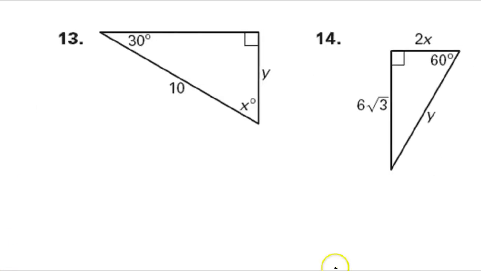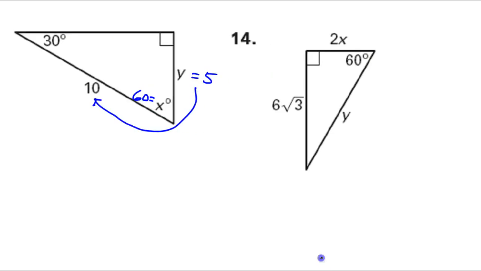Okay, number 13. Okay, look, they're telling us that y is the short leg. Alright, we're calling that y. So that means, well, first of all, 30, 60, 90. So let's just get that out of the way. X is 60. Now, y is the short leg. The hypotenuse is 10. That means this must be 5. Alright, because the hypotenuse, you can always get it by doubling the short leg. So if the hypotenuse is 10, y must have been 5. Number 14.